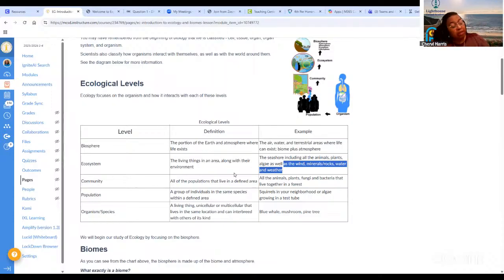Then on this planet, we have different kinds of ecosystems. After the test, you're going to have to pick an ecosystem and do a project on it, different biomes. They're all over the place on the planet. All of the different kinds of ecosystems together on the planet make up the biosphere.